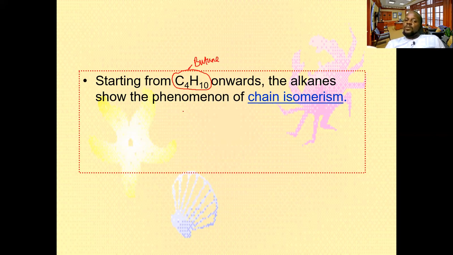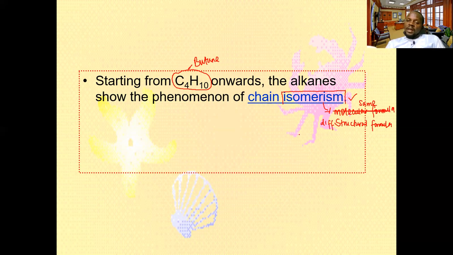the alkane shows a phenomenon of chain isomerism. So we are still going to talk extensively on this topic called isomerism. And what is isomerism? For just fundamental knowledge, it's one of the properties of organic compounds in which they have the same molecular formula, but a different structural formula. That is what we call same molecular formula, but different structural formula.